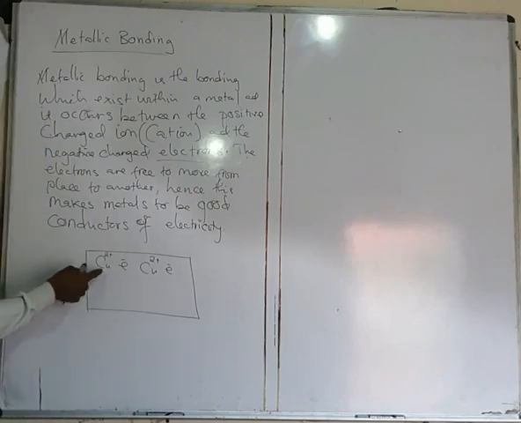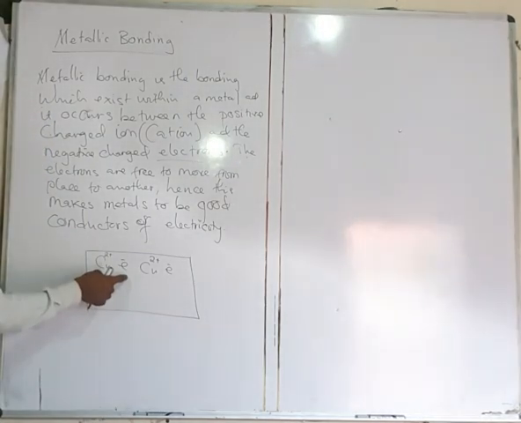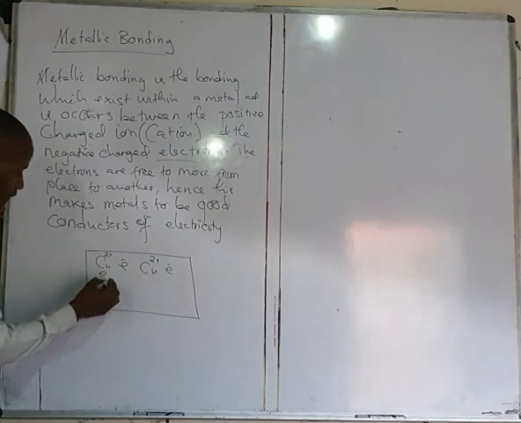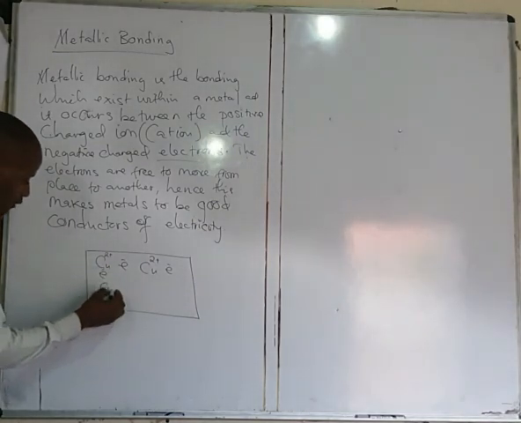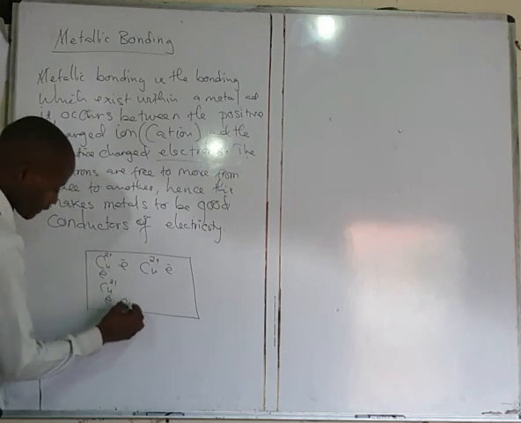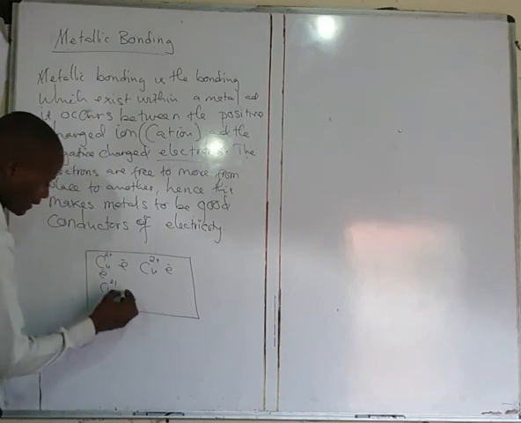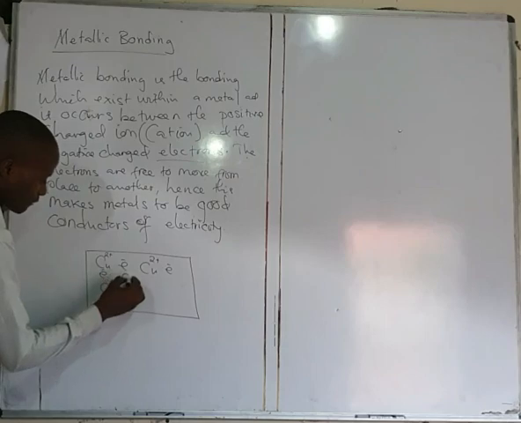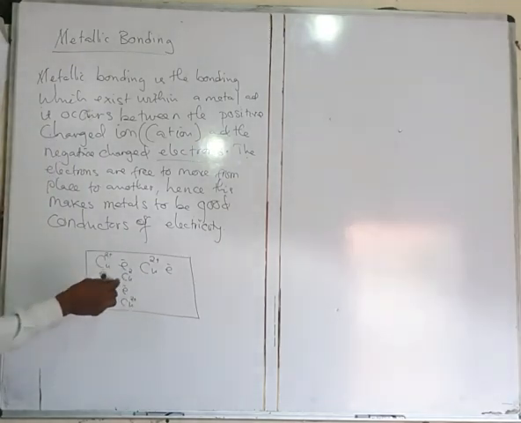So the bonding exists between the copper ions and the electrons. You see that there? We have the electron, negative charge. We have the copper 2 plus. We have the electron, negative charge. We have the copper 2 plus, like that. Another electron there, and we have the copper 2 plus. Cu is the symbol for copper.